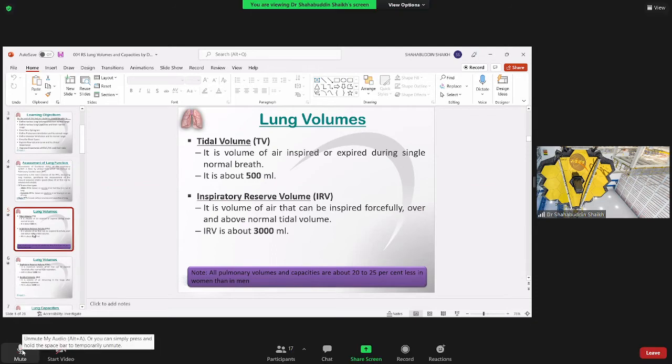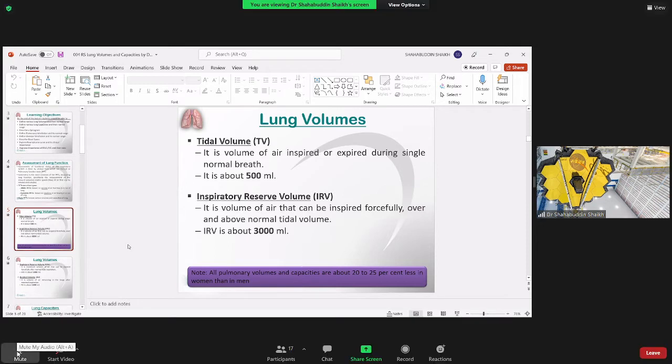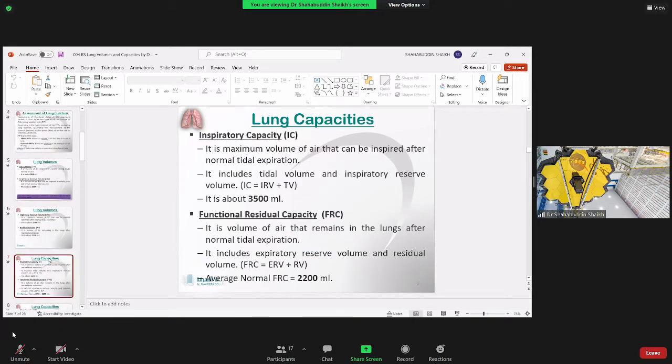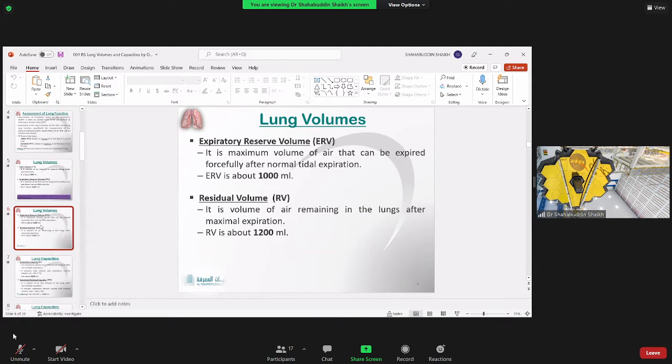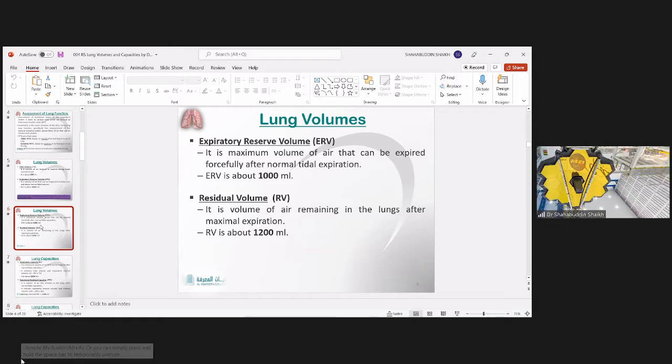What is tidal volume? In one breath, right? Very good. How much is the normal value? Okay. Then the second volume is inspiratory reserve volume. Then the third one is expiratory reserve volume, and residual volume. What is residual volume? The volume remaining in the lung after the maximum expiration. Very good. Can you remember this definition? The amount of air remaining in the lung after maximal expiration.